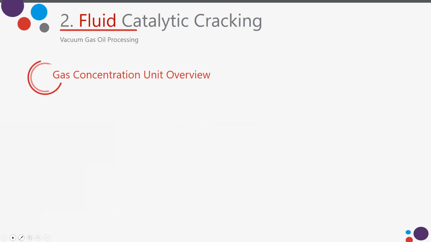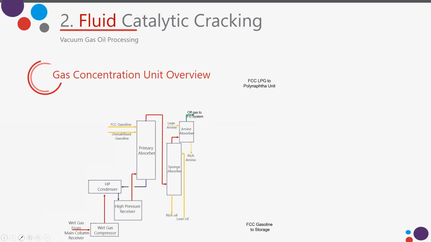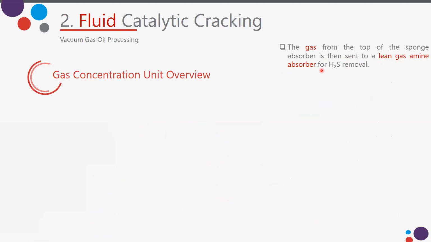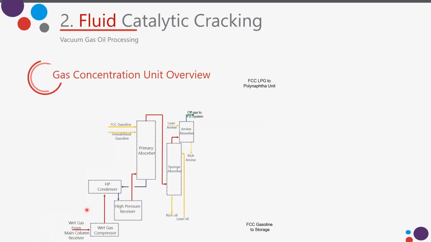So after that, the gas from the top of the sponge absorber is sent to a lean gas amine absorber. Remember that we usually use amine to absorb H2S. So remember the sponge absorber that we saw in the last slide? We send it to this amine absorber.